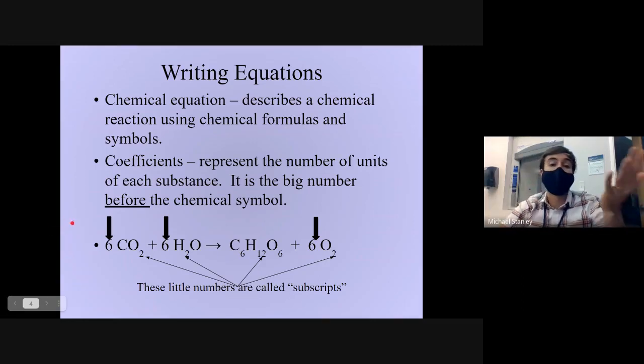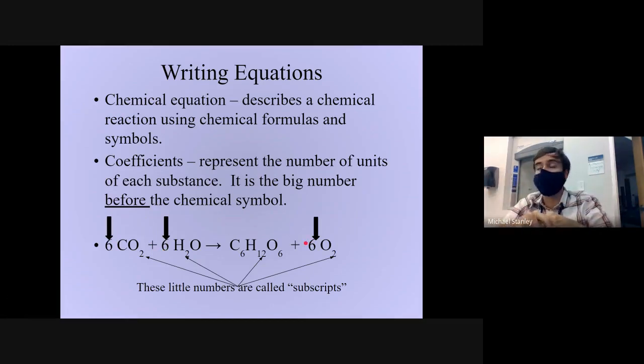So the coefficients, the big numbers at the front, these we can change. These we can adjust and deal with in order to balance our equations. These subscripts down here, these we cannot change. We are not allowed to touch those during the balancing process. They have to stay the same throughout the entire process.